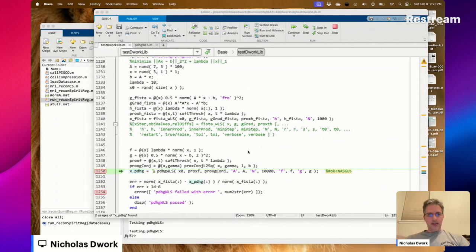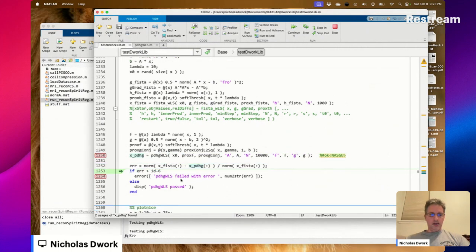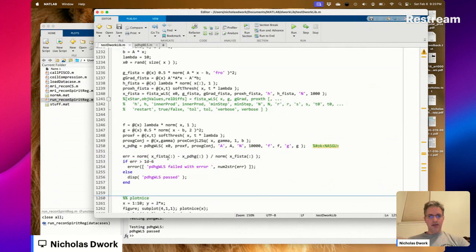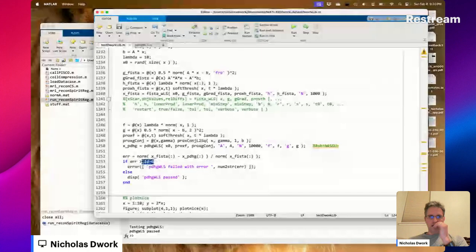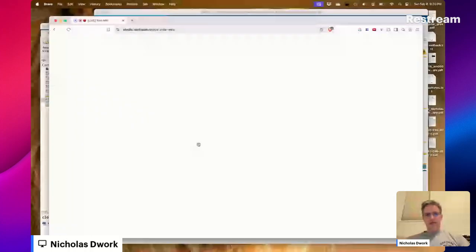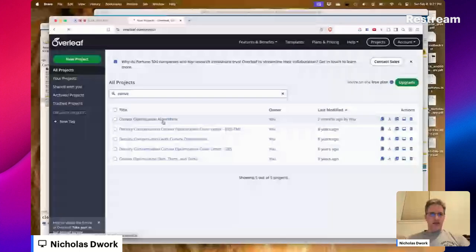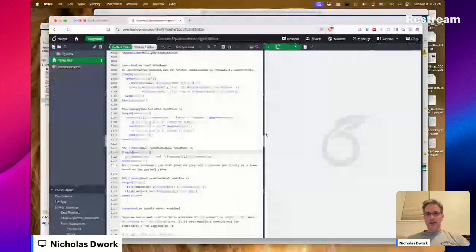And so the issue is that we can't get to within numerical precision. And sometimes this stuff is just failing. You see, sometimes it fails with error larger than 1 times 10 to the negative 6, which is the threshold that I'm using. So the question is why? Now it could be that there's just an error in the implementation of PDHG with line search. Should we just take a look?